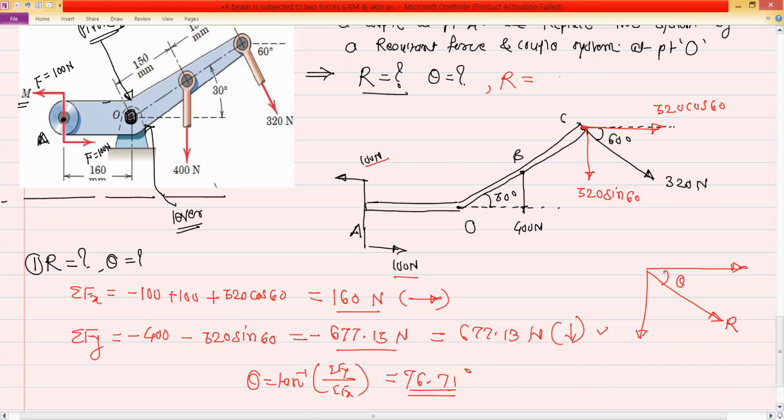So now we have got the value of R. We can use the formula square root of summation Fx square plus summation Fy square. So that is equal to 695.77 Newton, and theta is equal to 76.71 degree. So this is the direction.